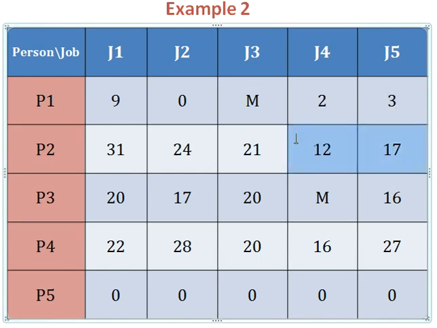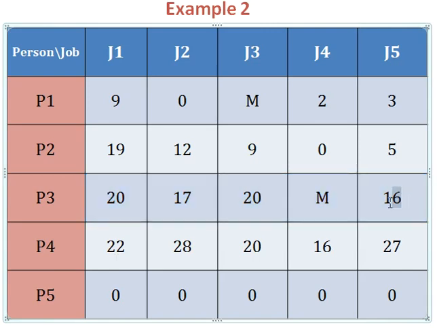Similarly for the second row, the minimum value available is 12. So we'll deduct this 12 from each cell of the second row. Starting with this, 31 minus 12 equal to 19. 24 minus 12 equal to 12. 21 minus 12 will be equal to 9. 12 minus 12 is 0. 17 minus 12, 5.